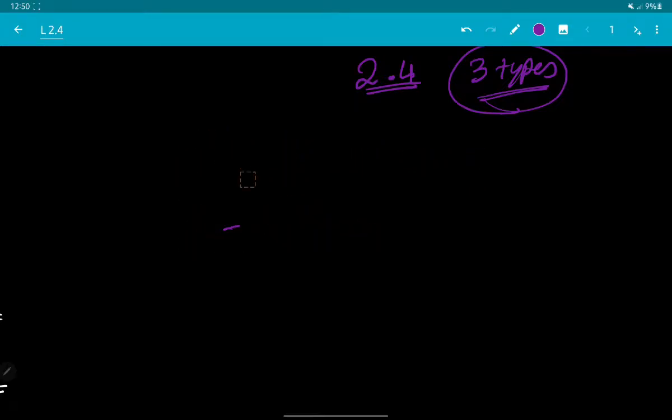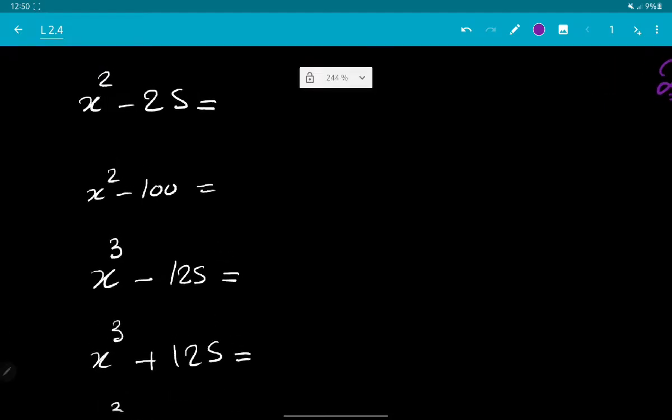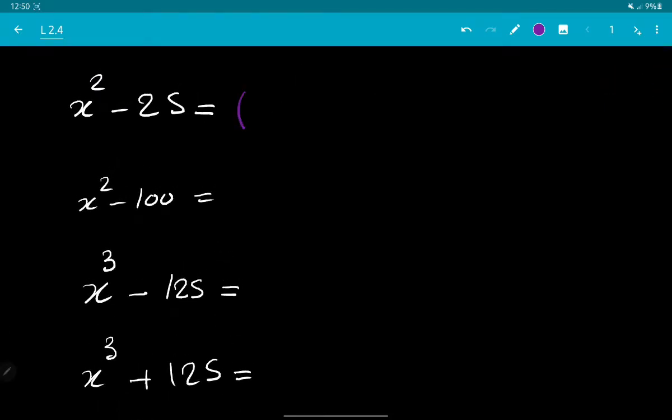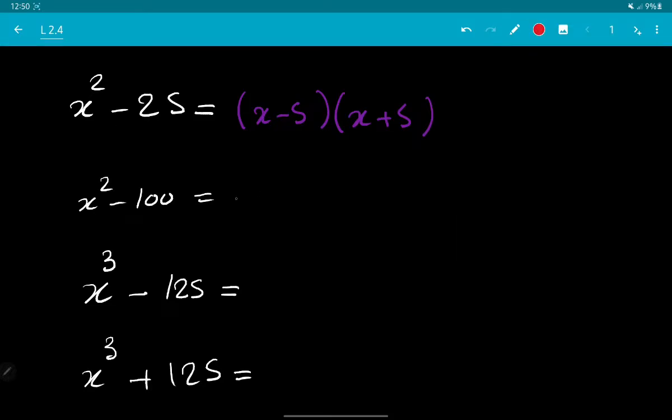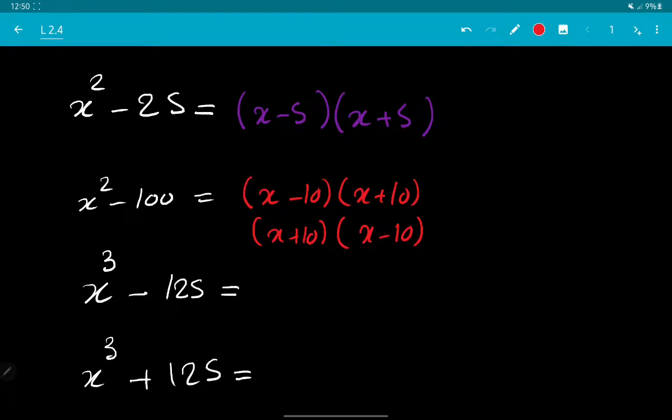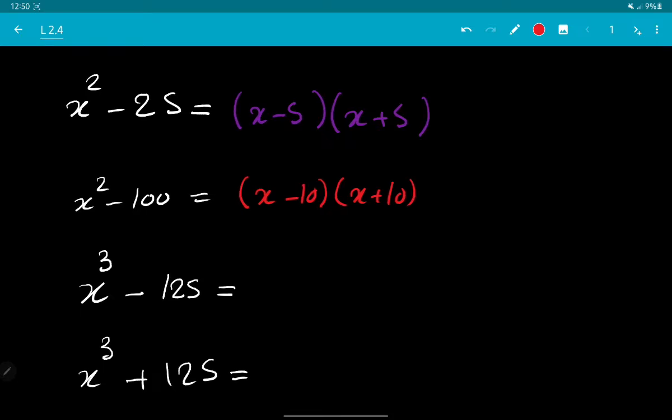Let me practice with you the first type. X squared minus 25, this would be x minus 5, x plus 5. This is the difference between two squares. X squared minus 100, this could be x minus 10, x plus 10. When I told you that you can change the order, I mean you can write x plus 10 first, multiply x minus 10, because when we multiply we can change the order. So both of them are right. Okay, this is the first type, difference between two squares.